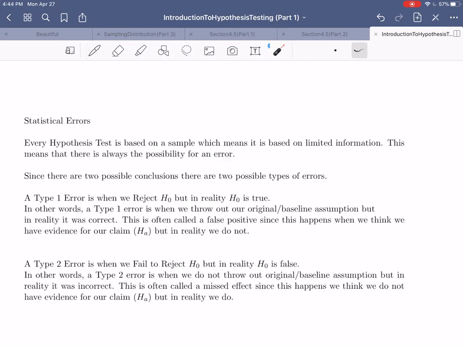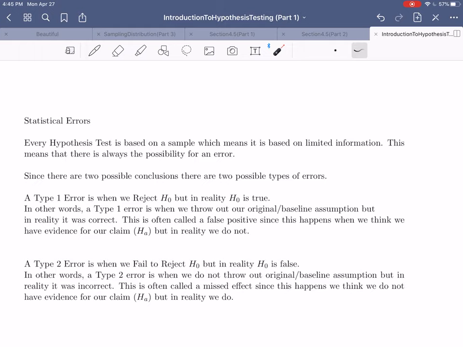If somebody tells you, hey, we're going to throw out that original assumption that you don't have the disease, and you do have that disease, and they're wrong about that, that's a false positive. They're telling you incorrectly that you have something that you really don't. And that's why we often call this a false positive.